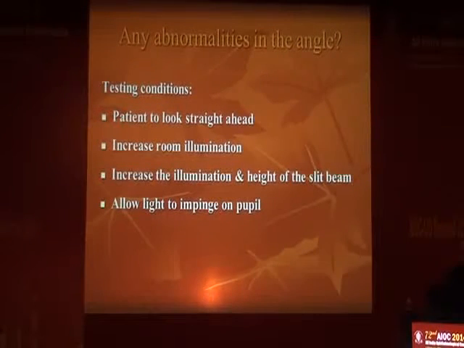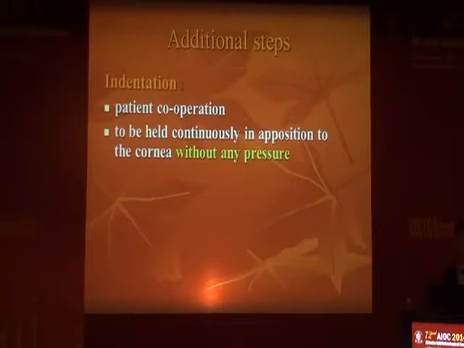When you want to look at abnormalities in the angle, you want to artificially open the angle to the maximum level you can. So the patient keeps looking straight, but you increase the room light and increase the beam also. So the pupil will constrict a little bit, and you will get more opening of the angle, and you will be able to visualize things much better.